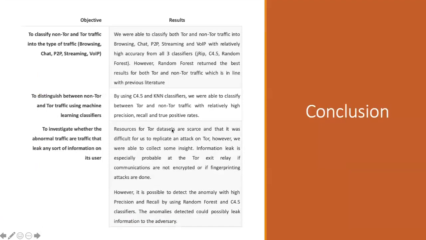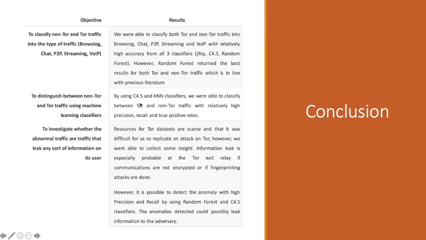To conclude our paper, we will be revisiting our objectives and the results. Our first objective, to classify non-TOR and TOR traffic into its type of traffic. The results, we were able to classify both TOR and non-TOR traffic into browsing, chat, P2P, streaming, and voice over internet protocol with relatively high accuracy from all three classifiers. However, Random Forest returned the best results for both TOR and non-TOR traffic, which is in line with the previous literature.